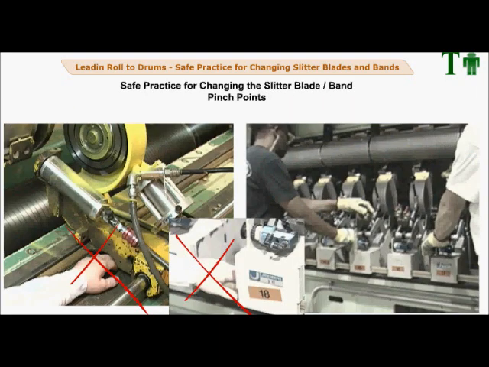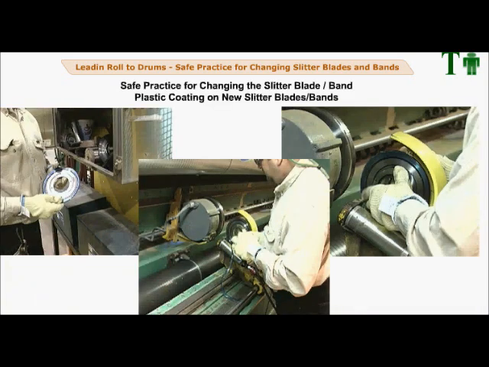Be aware of possible pinch points when disengaging and moving the slitters. The slitter assemblies can hit each other on some models. Be sure that any guards are in place and that the pinch point is labeled. When replacing slitter blades or bands, leave the plastic coating on the blades and bands until they are fully installed. Some mills grind their own slitter blades and there is no plastic coating. Be very careful near the slitter blade cutting edge.